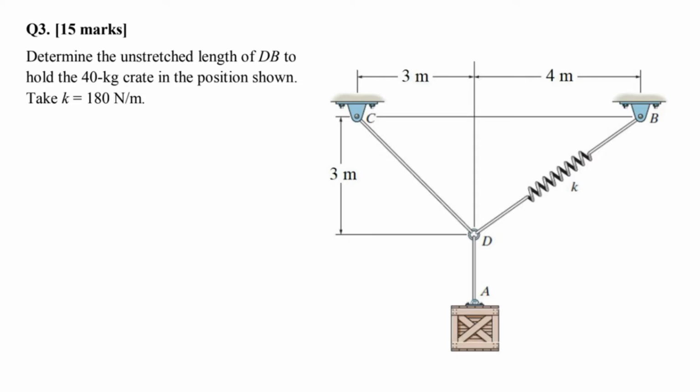Okay, this is the first question for today. We have the diagram on the right, and the question says, determine the unstretched length of DB to hold the 40 kg crate in the position shown. Take K equal to 180 Newton per meter.